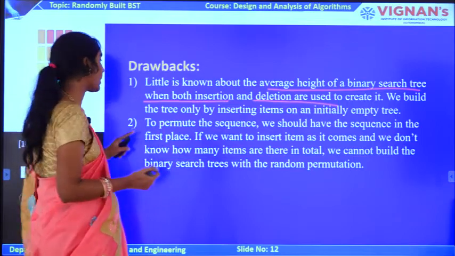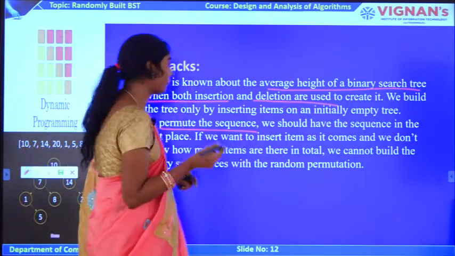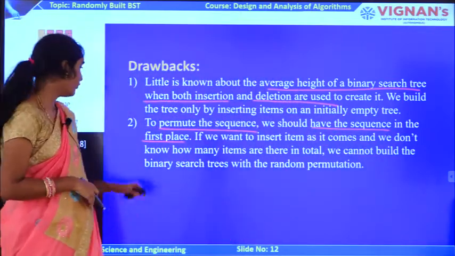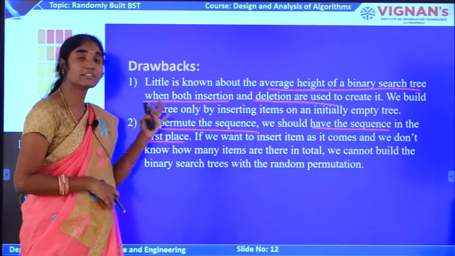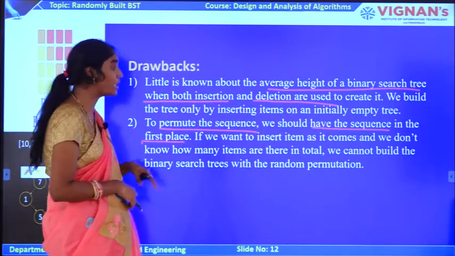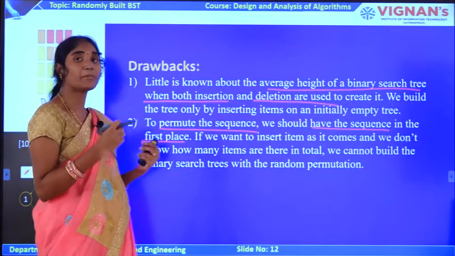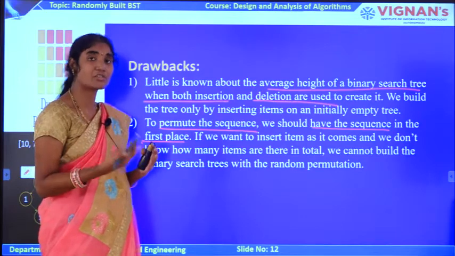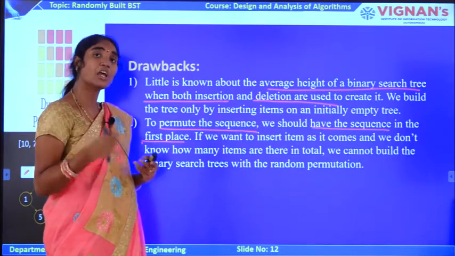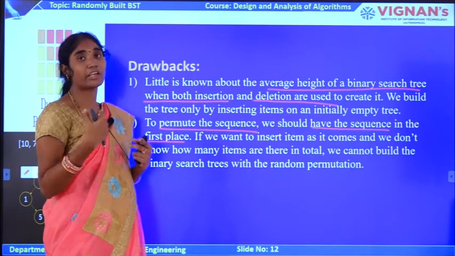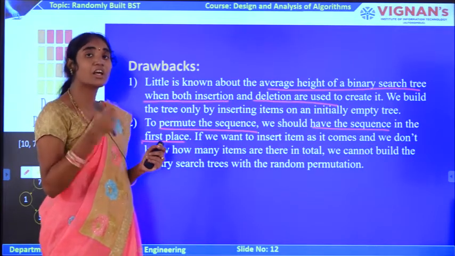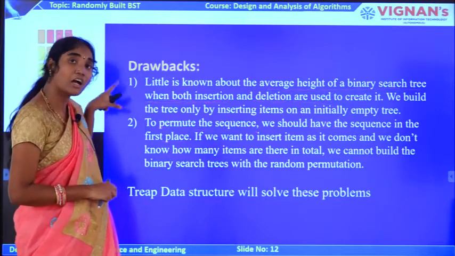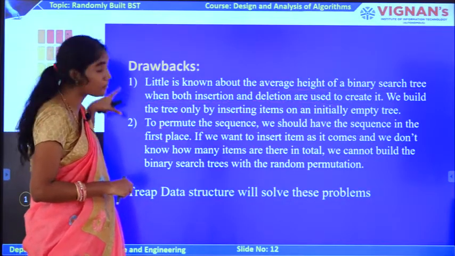Now, to permute the sequence, that is to apply the permutations, we should have the sequence in the first place. We cannot insert them as they come if we don't know how many items there are in total. For example, if in the middle I have deleted some items and want to permute again, I have to read the correct list again and again. Otherwise, the data will be aberrant. These are the two drawbacks in randomly built binary search trees.